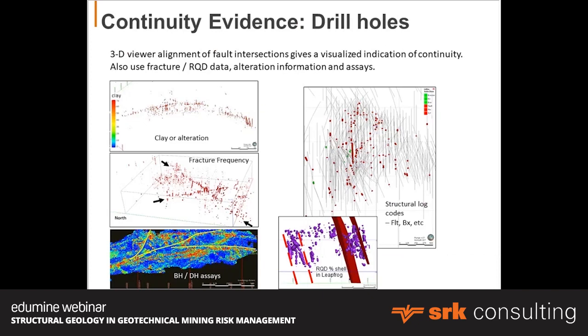You may also use other aspects of the logging such as clay alteration. Here we've got a clear definition of a fault system through the alteration in the clay. Or fracture frequency, two beautifully defined faults are defined here with a little bit of an offset of this fault against this fault. All right, drill hole or borehole assays commonly can be used, if of sufficient density, to define fault systems, or simply using RQD to define zones of faults.